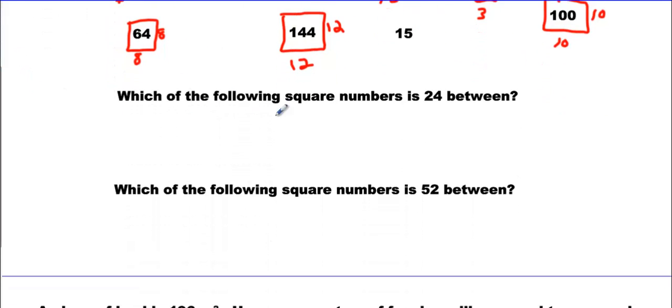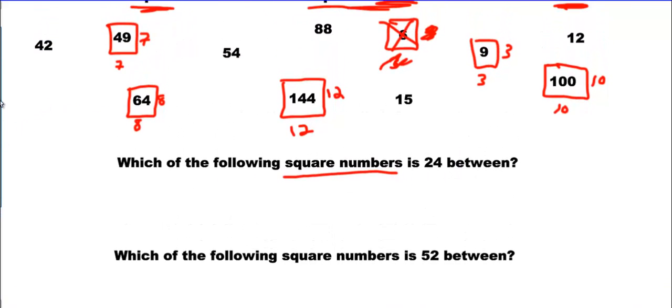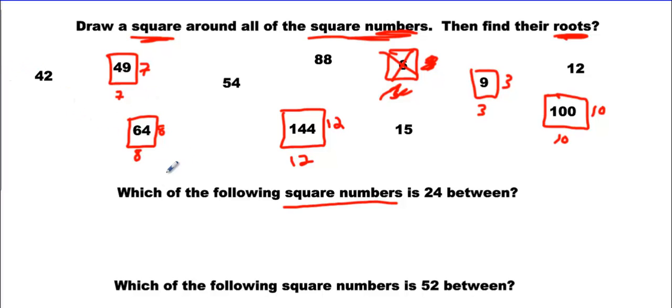How about this one here? Which of the following square numbers is 24 between? 24 is between what two square numbers? Let's think about this. Well, 16 is a square number, right? 16 is a square number, and 25 is a square number. And guess what? 24 is in between those two square numbers. Is 24 a square number? No, it's not a square number, but it's between some square numbers.